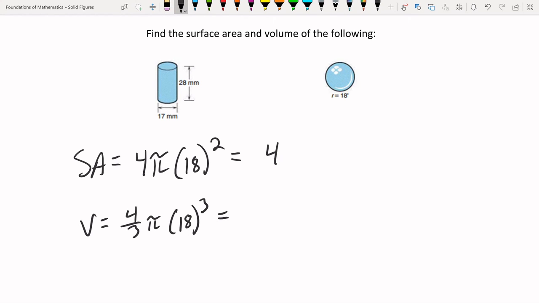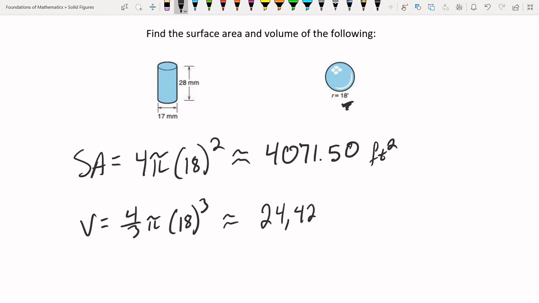I get 4071, of course going to be approximations, 50, and this is 18 feet, so it's going to be feet squared for the unit, since it's an area. And for the volume, we get 24,429.02. This is going to be in feet cubed.